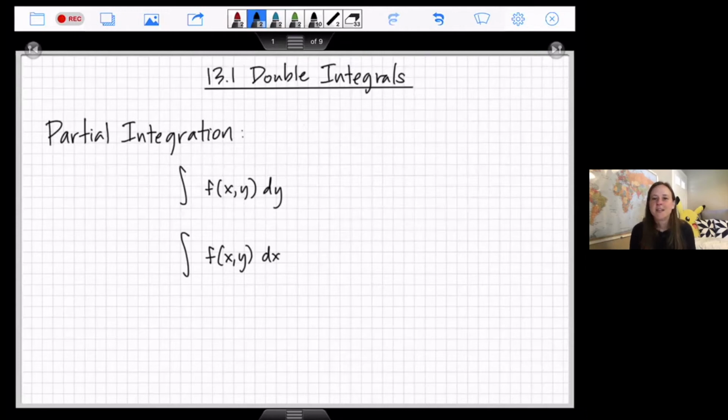We're starting chapter 13 today, which is where we start to think about what integrals may have to tell us about things in R3. So we know how to find partial derivatives. Now we want to talk about partial integration.